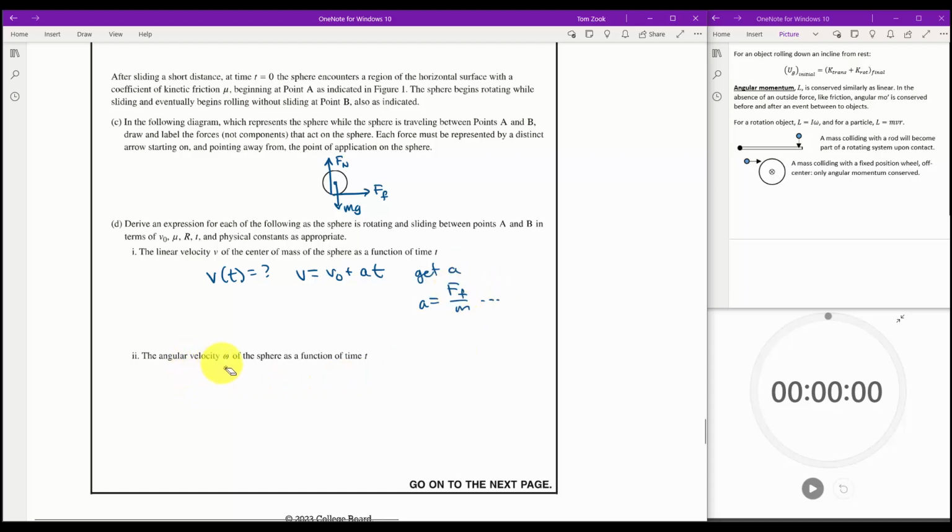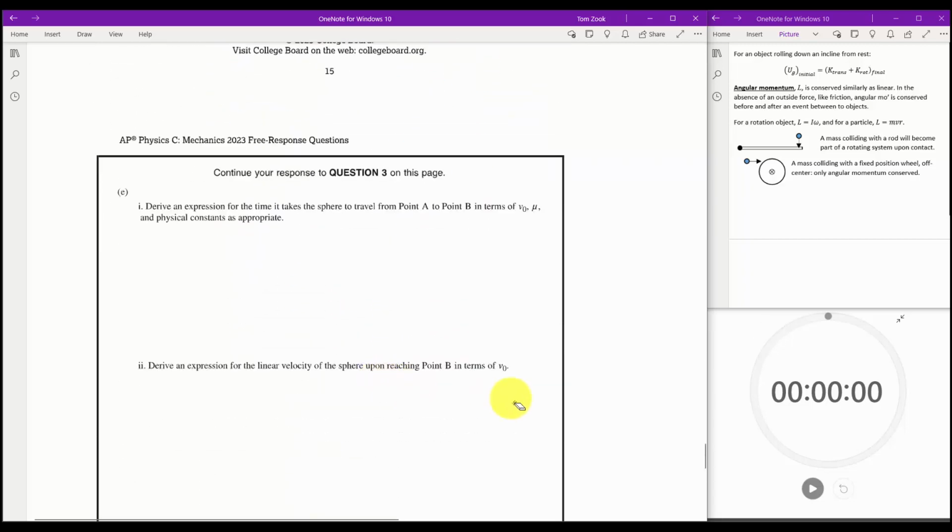The angular velocity omega of the sphere as a function of time t, I would say that you're probably going to want to do this. But in this case, you're going to want to get alpha as torque over I, and then move from there. That might be worth a point or so. I'm not going to do the rest of it right now. I like to keep these videos 10 minutes or under, so we got about a minute left here.